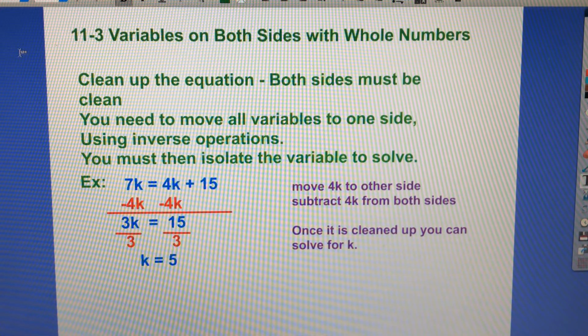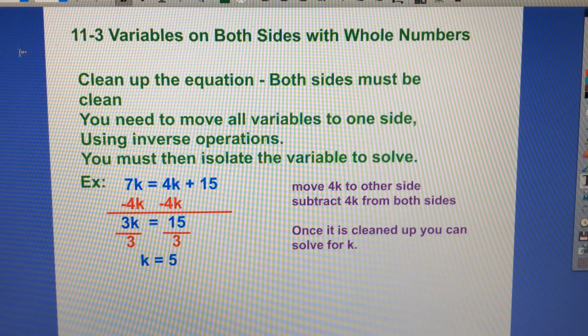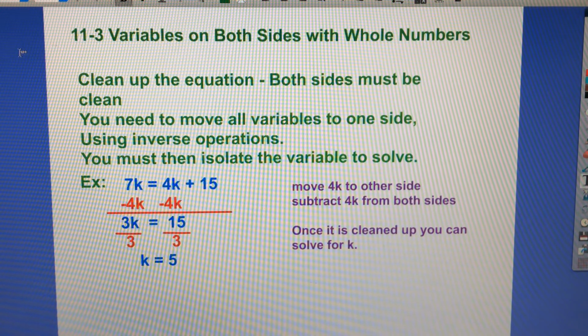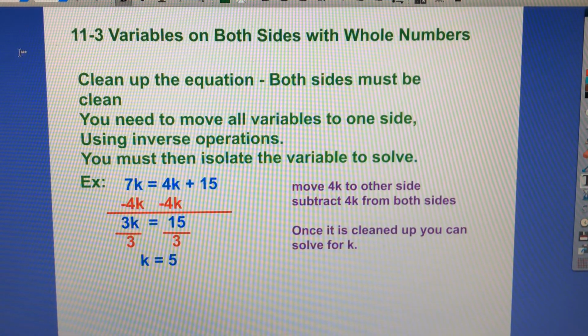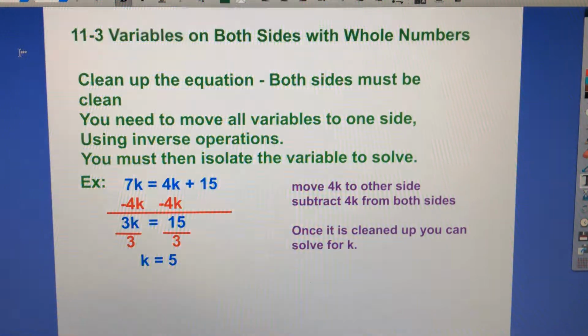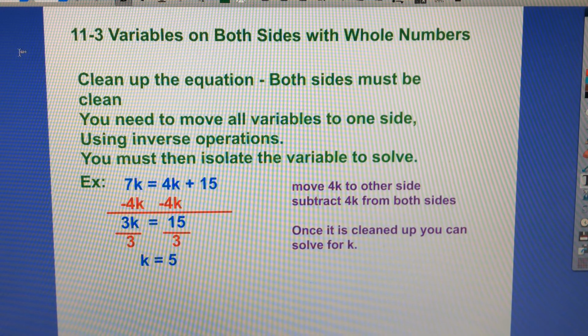Hi everybody. So here we are, our last section that we're going to go over for integer review. What happens when you have variables on both sides? We're going to look at whole numbers, but of course I'm going to also show you with fractions and we'll review that again. Number one, most important thing, you have to clean up the equation before you can begin to solve it. Both sides have to be clean.